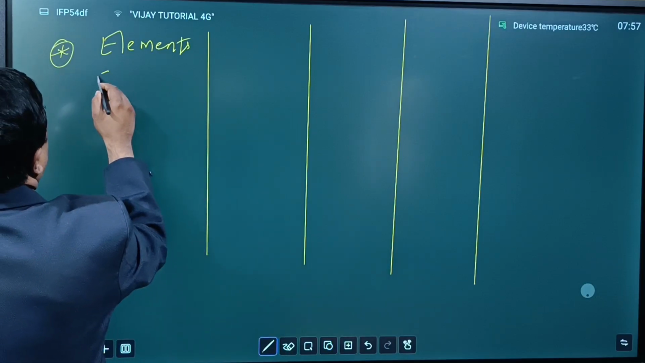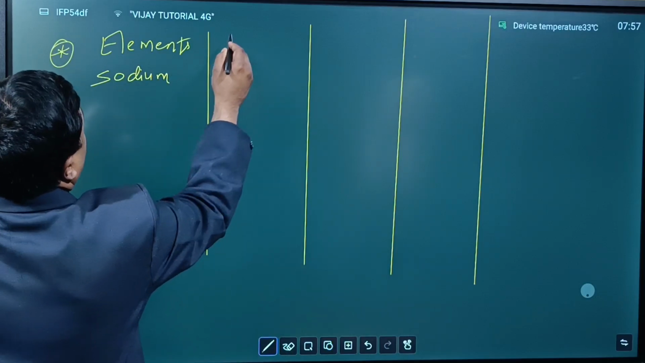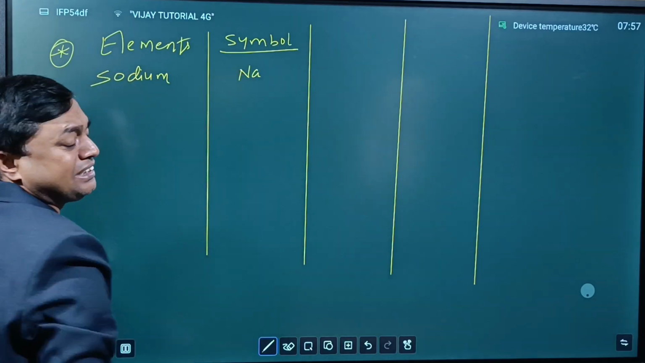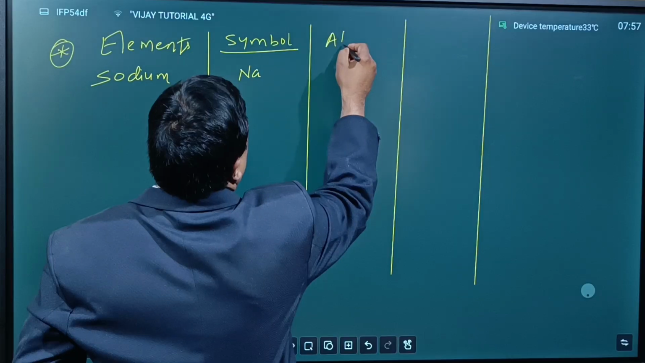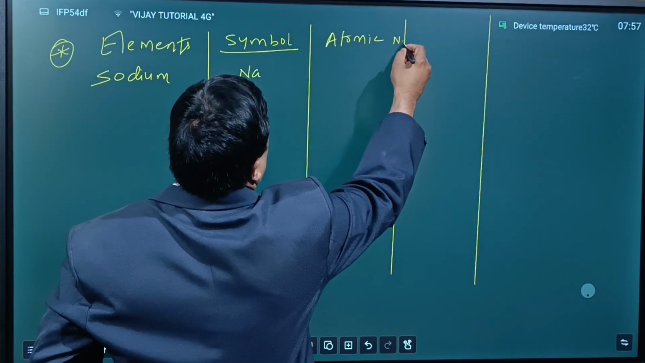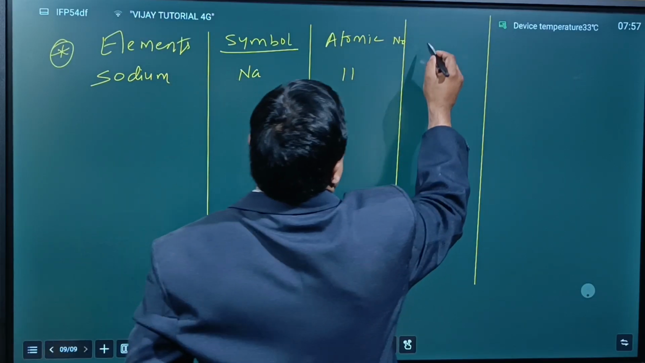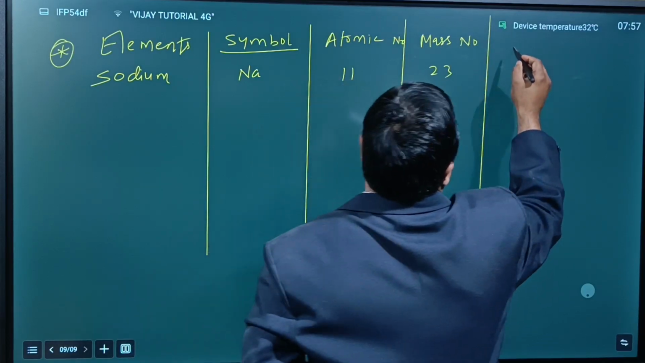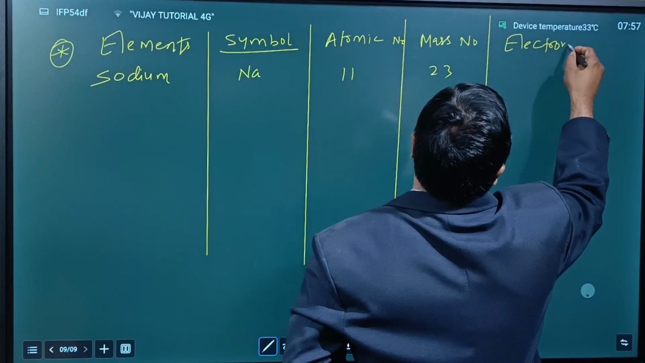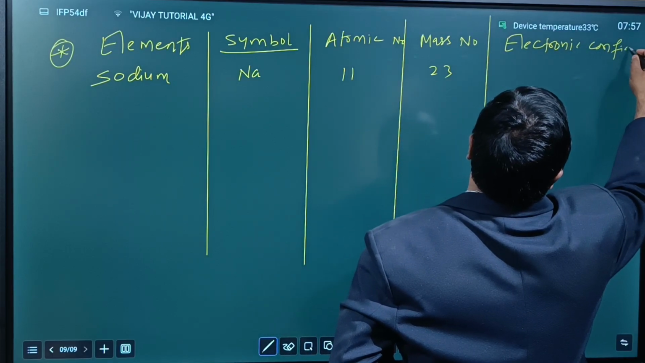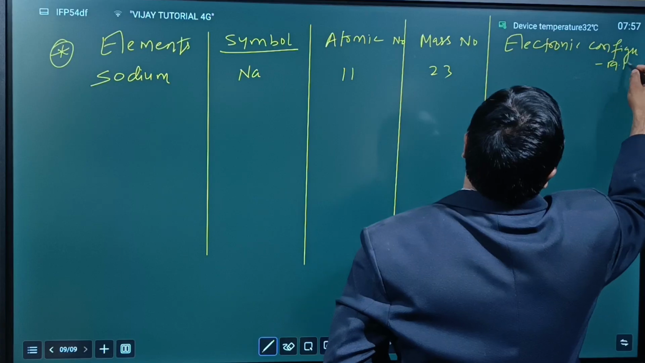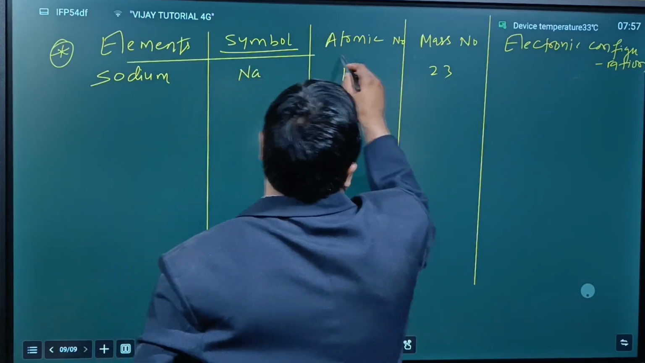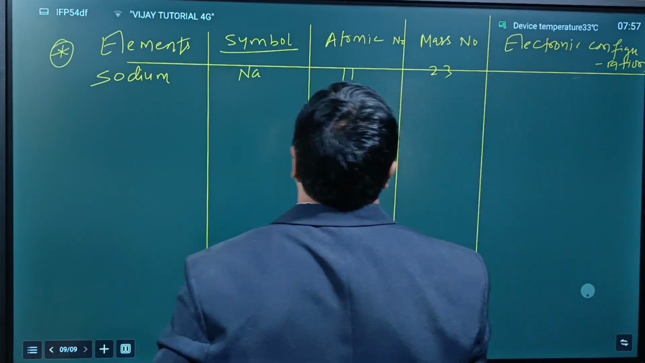Okay, elements are sodium. First, sodium. I am writing the symbol here. Symbol of sodium is what? Na, because its Latin name is natrium. Here I am writing atomic number. Atomic number is 11. Here I am writing mass number. Mass number is what? 23. Here I am writing electronic configuration. Electronic configuration is nothing but the arrangement of electrons. This is a very very important concept.